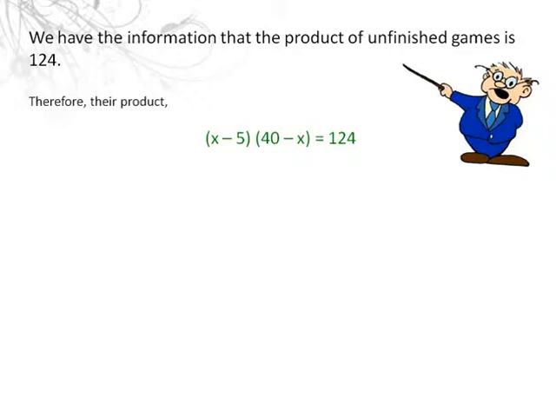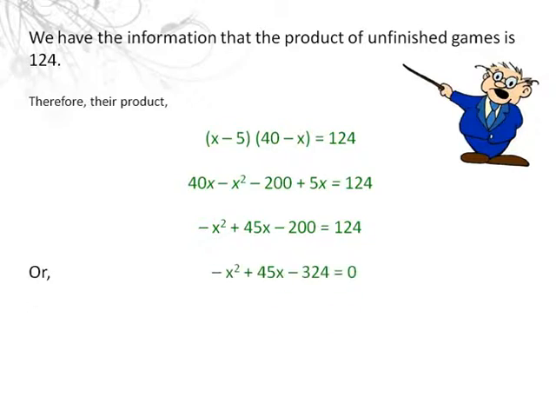Let us try to simplify this equation. Take a paper and a pen and try solving this along with me. On simplifying this, we'll get 40x minus x square minus 200 plus 5x equal to 124. On further simplifying, we get minus x square plus 45x minus 200 equal to 124. In the previous step, we added 40x and 5x. Let us take 200 on the other side, we get minus x square plus 45x minus 324 equal to 0.